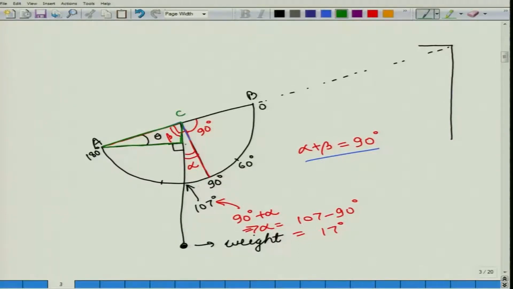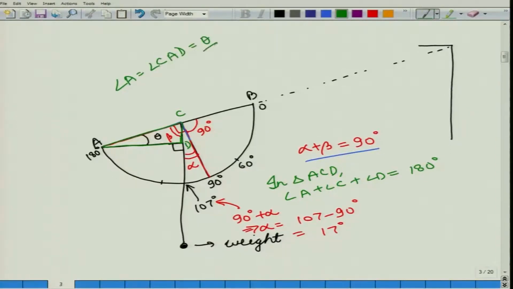Let us call it triangle ACD. Now, in triangle ACD, angle A plus angle C plus angle D is equal to 180 degrees, because the sum of all three angles of a triangle is 180 degrees. Now, angle A, or angle CAD, is equal to theta, and this is the value that we are interested in knowing. So, from here we get theta plus angle C. Now, angle C is angle ACD, which is beta, this angle.